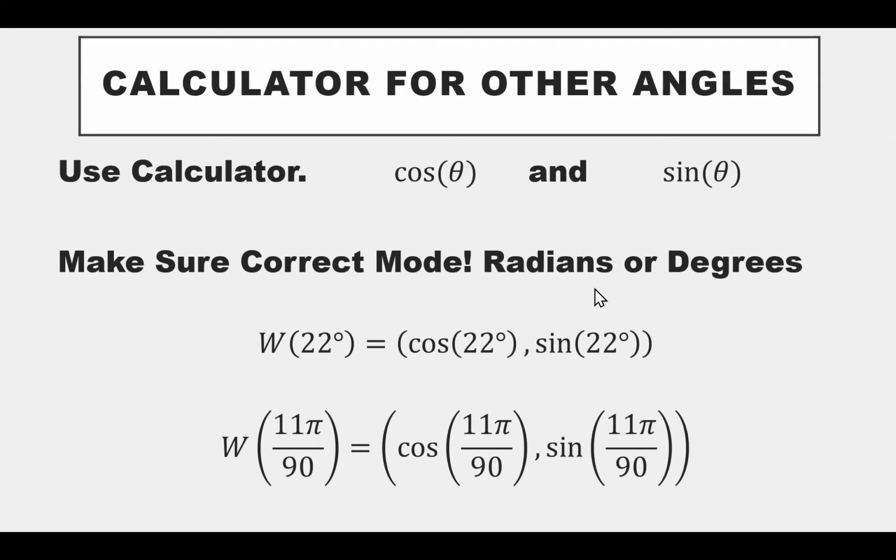For most of my classes, I use a TI-84. And so the mode button is pretty easy to see on there. It's one of the top buttons. And we change the mode between radians and degrees depending on our need.